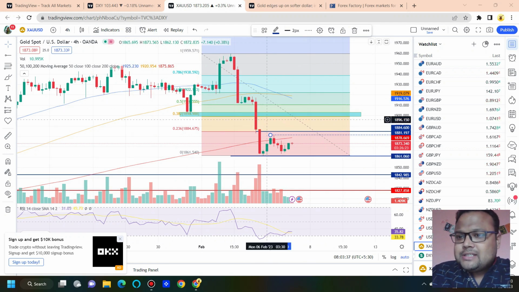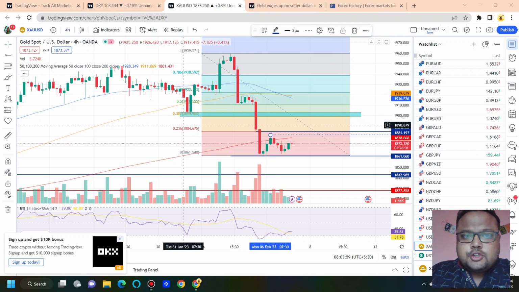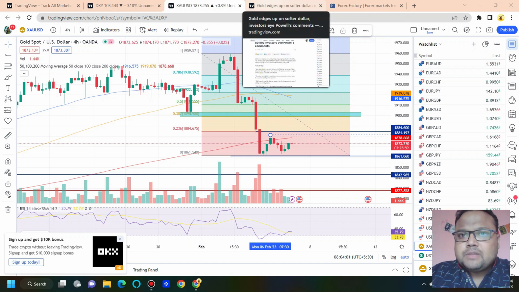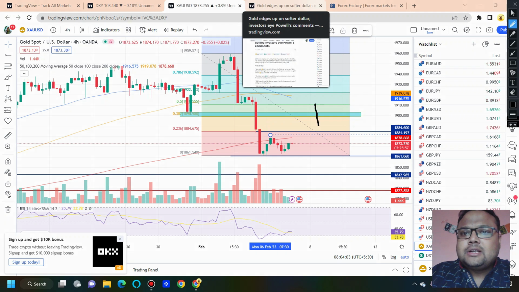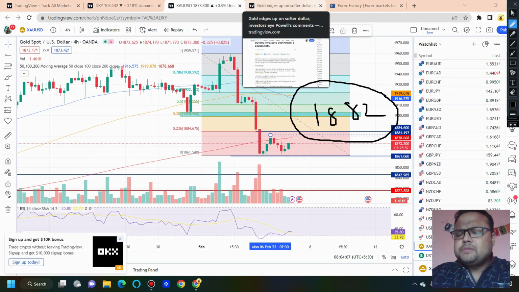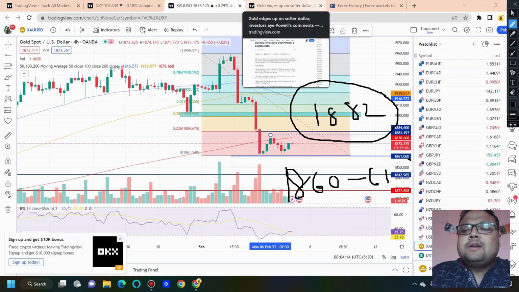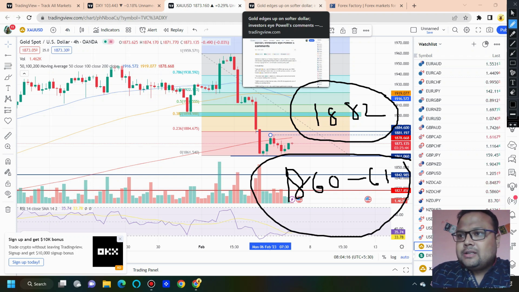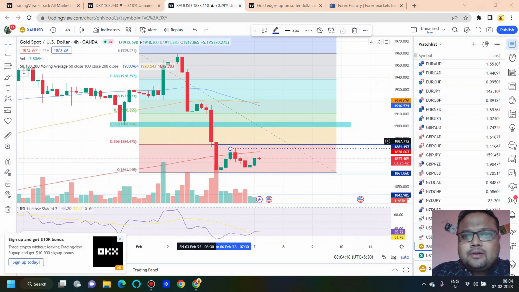So, gold is standing right now at 1873.34. As per the Fibonacci, the resistance on the chart of gold is around 1882. This is the resistance on the chart of gold. Temporary resistance, not a very strong resistance, and support around 1860 to 1861. This is the range for gold right now. Okay, and gold is trading inside this range only.